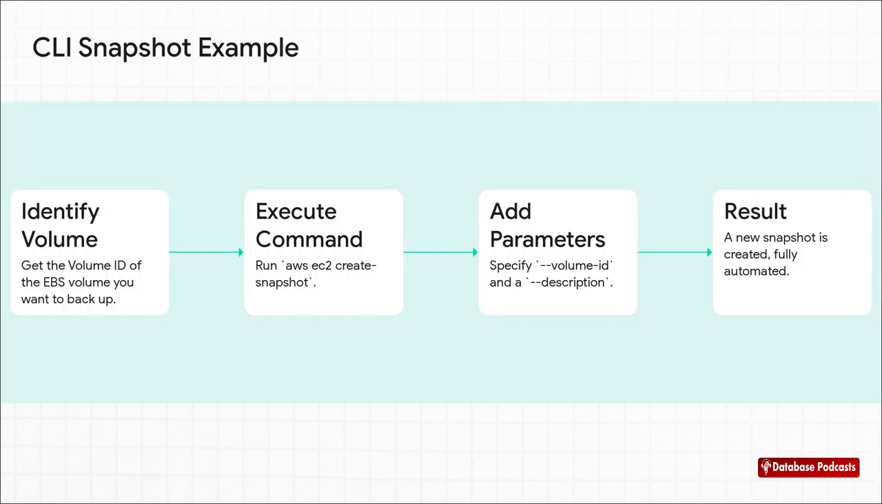Let's make this real. In the console, if you want to create a snapshot, you have to find the volume, click it, choose Create Snapshot, fill out a form. You know the drill. With the CLI, it's just one line. aws ec2 create-snapshot. You tell it the volume ID, give it a description, and boom, done. That is repeatable, fast, and error-proof automation right there.